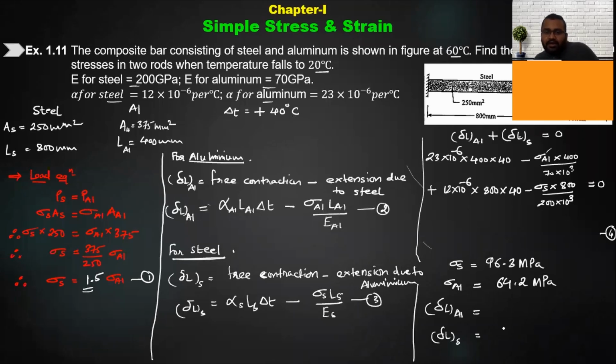Now what about delta L for aluminium and delta L for steel? Sanya Burke has answered delta L as 64.4 and delta steel as 96. Is it true? Because these values are matching the sigma values, so I'm a little bit confused. Just give me the answers.